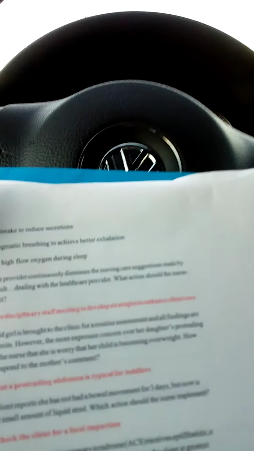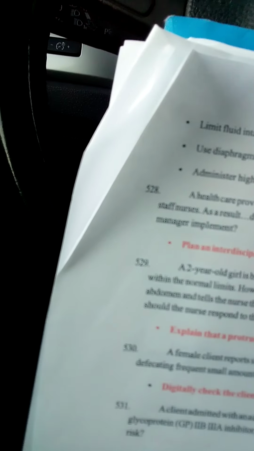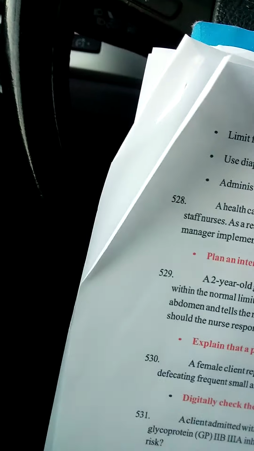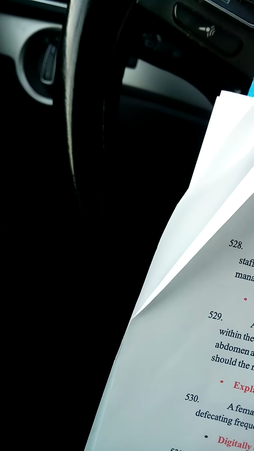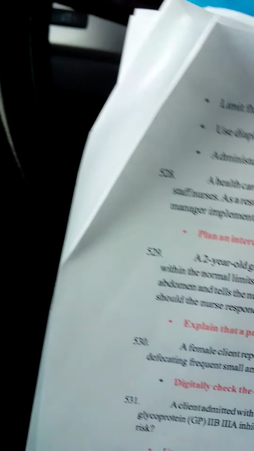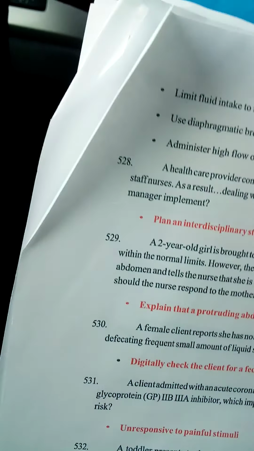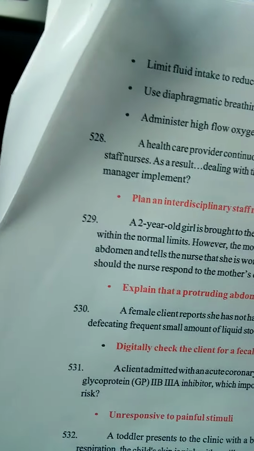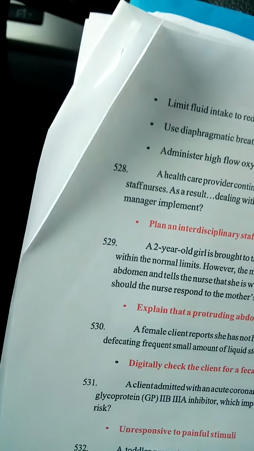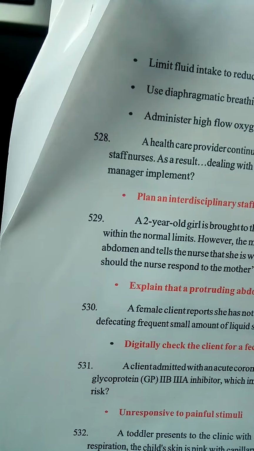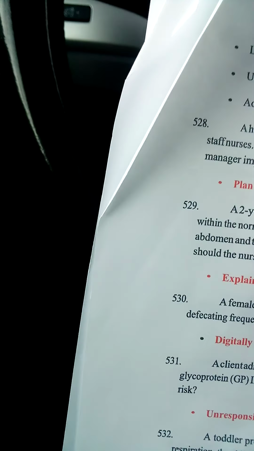A 2-year-old girl is brought to the clinic for a routine assessment, and all findings are within the normal limits. However, the mom expresses concerns over her daughter's protruding abdomen and tells the nurse that she is worried that her child is becoming overweight. How should the nurse respond to the mother's comment? Explain that a protruding abdomen is typical for toddlers.